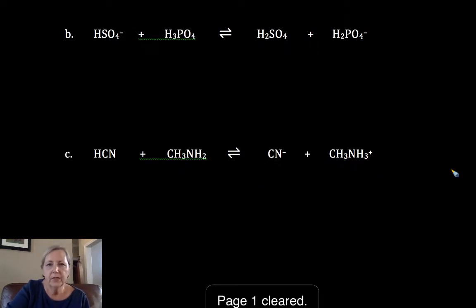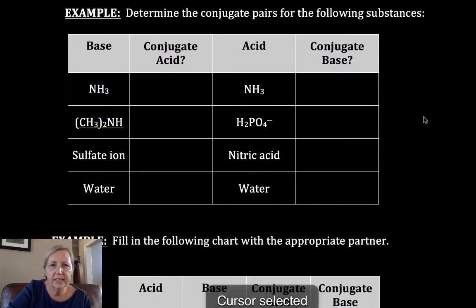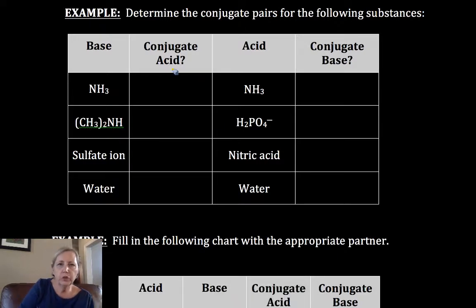Okay, so let's take a look at other ways you can be asked questions about this. In this question, it says determine the conjugate pairs. Well, if these are acting as bases, bases do what they do best: they gain an H and a plus. So to go from a base to becoming a conjugate acid, you gain your H and your plus.